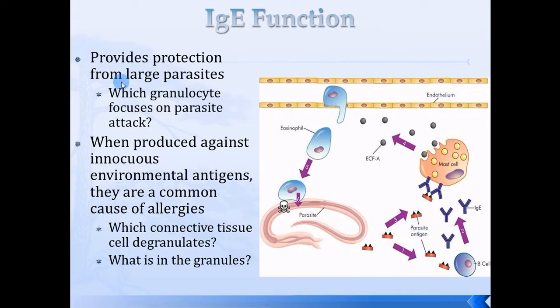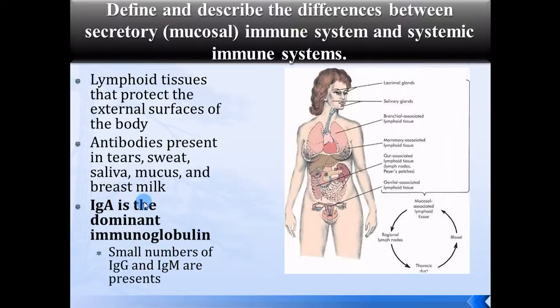Right? And I kind of answer these questions, but which granulocyte focuses on parasite attack? It's the eosinophil. And then you already know what's in the granules. So full of histamine, heparin. Did I skip a slide? No, I didn't. Right. And next, IgA.